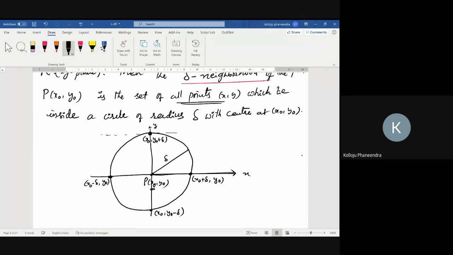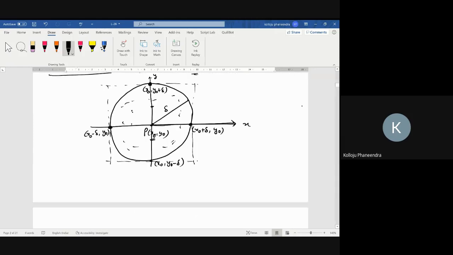And what is the region? You draw it like this. Now, this is the radius. All the points which lie inside the circle of radius delta, whatever points are there, here, here, here, somewhere, all those points belong to the delta neighborhood of point P. Delta neighborhood of point P.